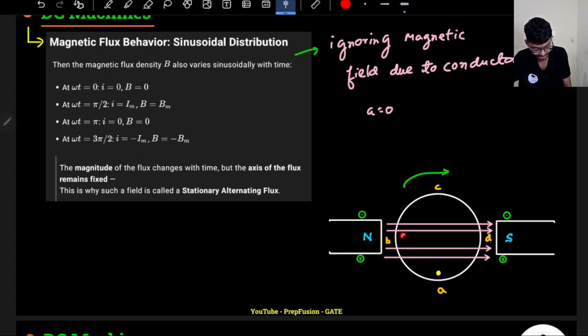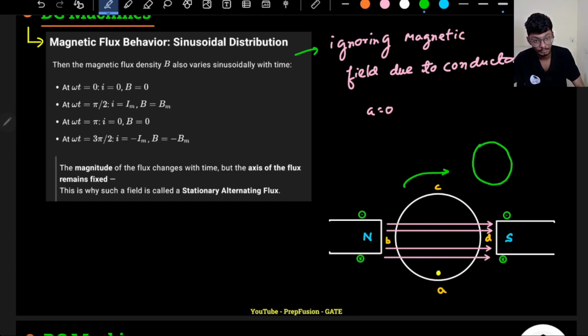So here the flux density will be the highest, because most of the flux lines are cutting through here, right? And remember, this is the conductor, this is just the side view of the armature. Armature is something like this, right? So you might have a doubt, sir, how the direction of the current and the direction of the magnetic field are perpendicular to each other.